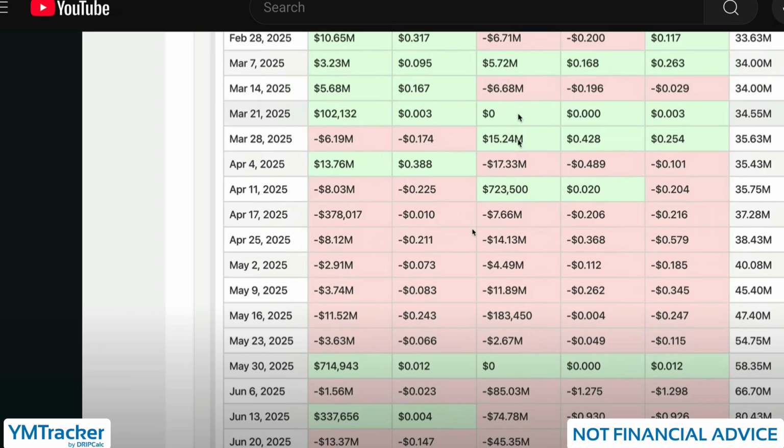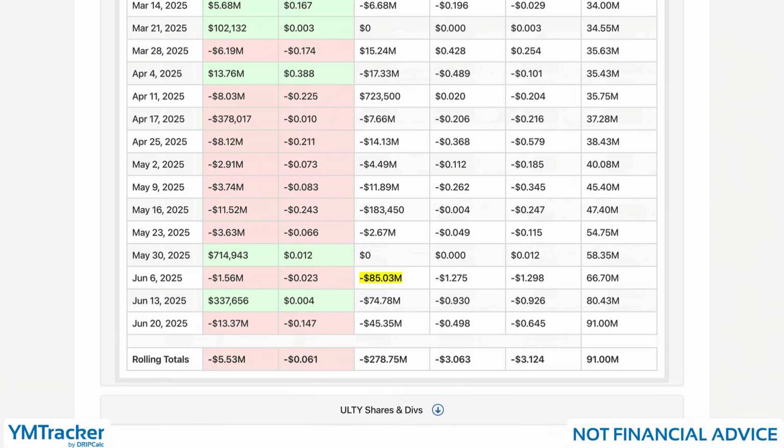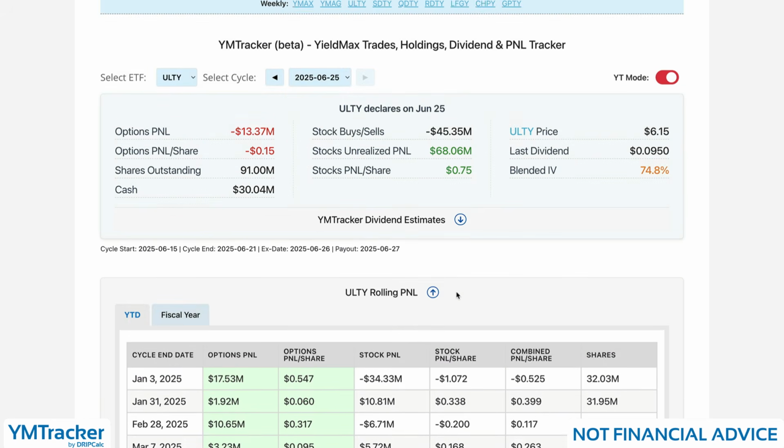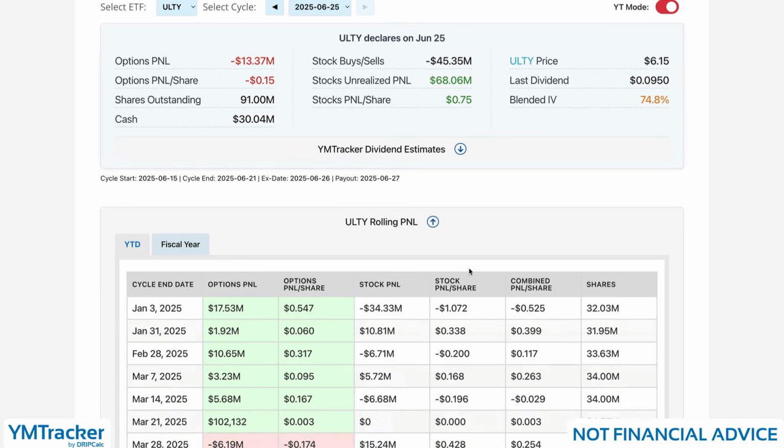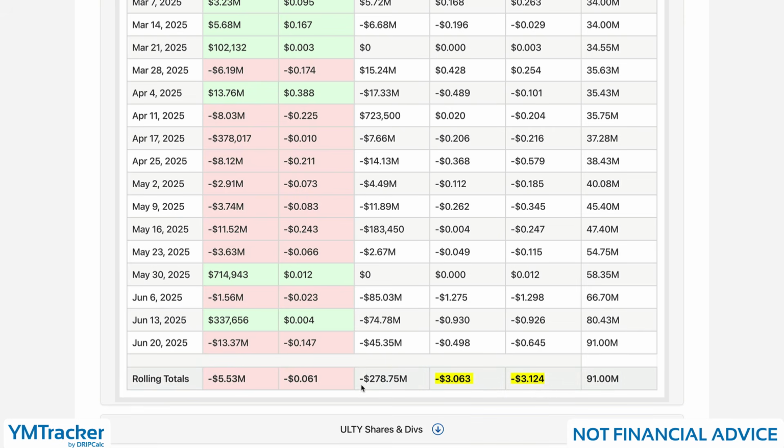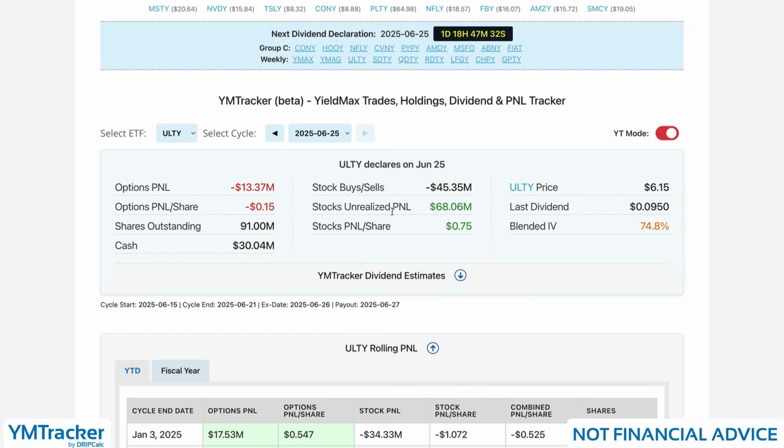85.03 here, and 85.03 here. So that matches. Therefore, YieldMax is doing the math absolutely correctly, and then it's just your decision how you view these trades on the stocks. Is this, in your opinion, a loss, or is it an investment that will grow? I do not tell you how to treat it. It is your investment decision. It's your money. This video is not financial advice, but the YieldMax tracker is absolutely correct in doing math.